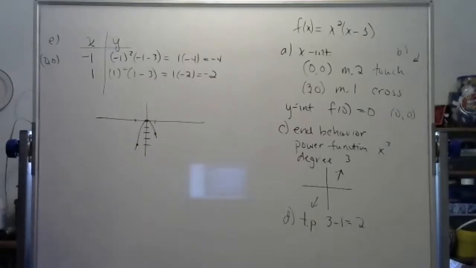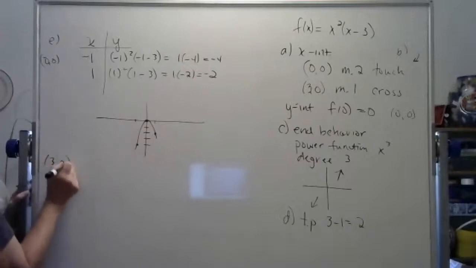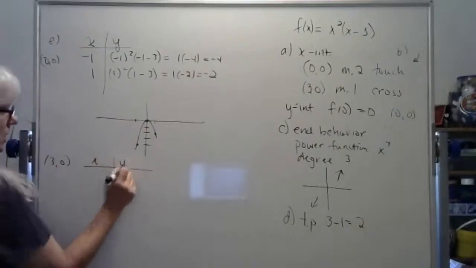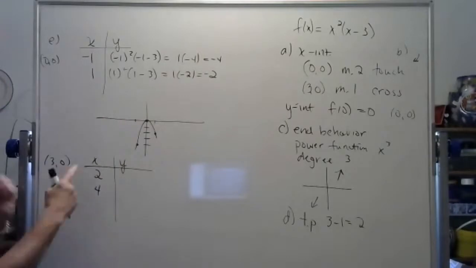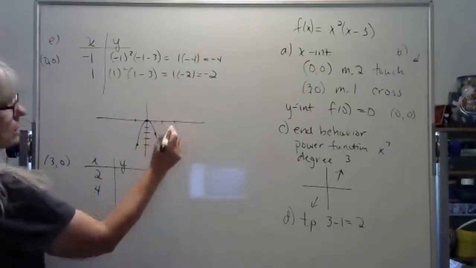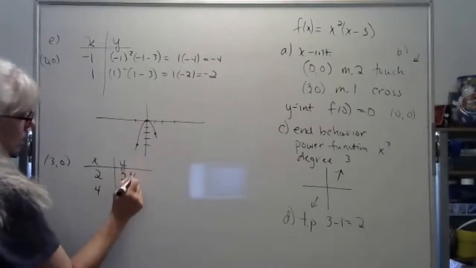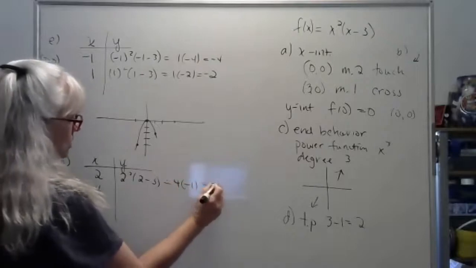We already knew it. Okay, and then we're going to go investigate the other one, which was 3, 0. So I'm going to do the same thing again. I need to pick numbers on either side of 3. So we'll pick a +2 and a +4. So on either side of 3. So now we're looking down here at 3 and figuring out what's going on. So we plug in the 2, we get 2 squared times 2 minus 3. So that's 4 times a -1, which is a -4.